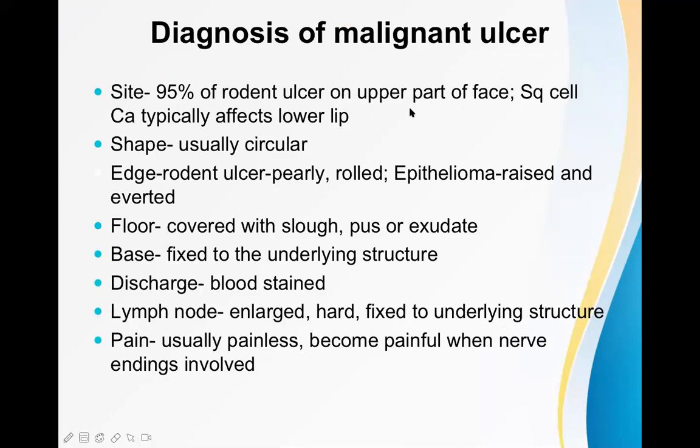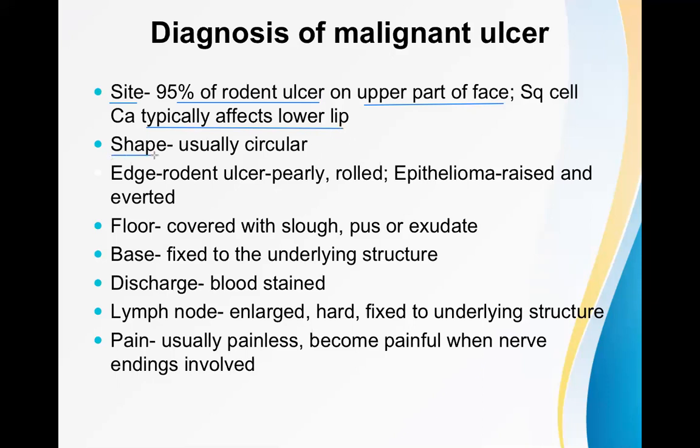Now, with this information, let's talk about how to diagnose a malignant ulcer. Very, very important part of this lecture. Regarding the site of a malignant ulcer, listen properly, 95% of rodent ulcer, basal cell carcinoma in the advanced state, are present on the upper part of the face. And squamous cell carcinoma typically affects the lower lip. Already repeated so many times, so you are quite familiar with this statement now.